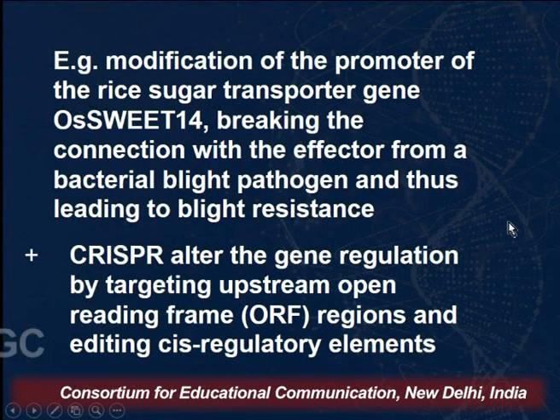Additionally, CRISPR alters gene regulation by targeting upstream open reading frame regions and editing the cis-regulatory elements. So CRISPR can edit the promoter sequences, either blocking the entire susceptibility gene, therefore reducing the fitness of the pathogen, or altering the promoter effector regions, which basically affects the pathogen's interaction with the plant, causing the disease. So these are again examples of how this kind of thing is done.